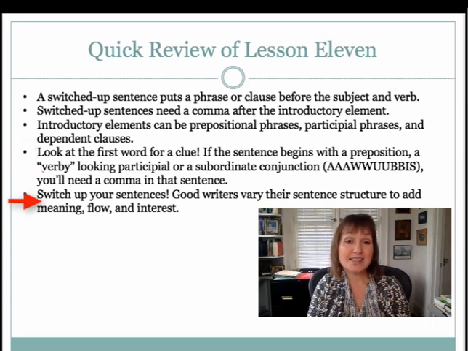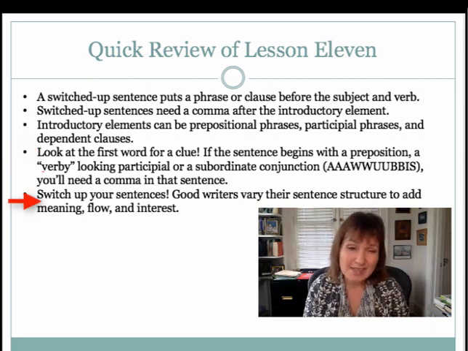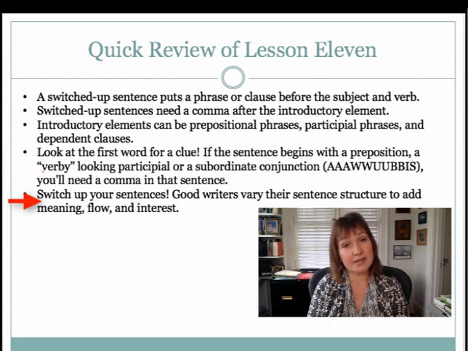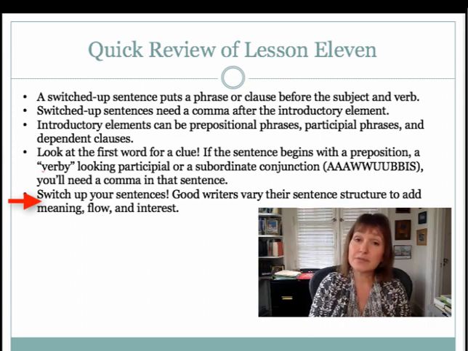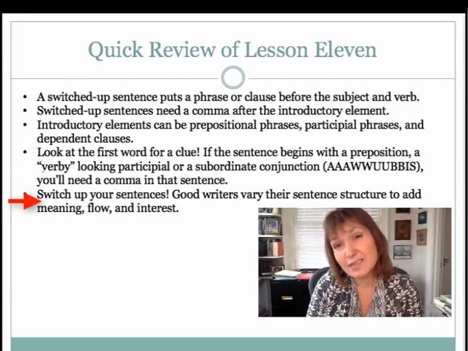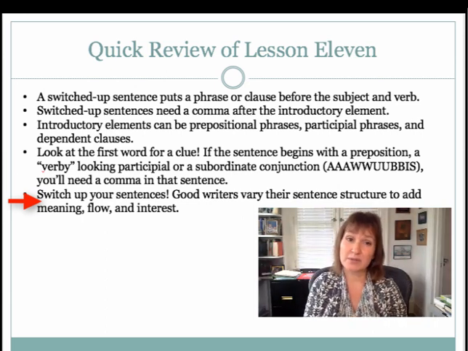And lastly, I just like to say, switch up your sentences. Good writers vary their sentence structure to add meaning and flow and interest to your sentences. You don't want every single sentence to begin with a subject and then move on to a verb. Switched up sentences make our writing more interesting for the reader. And dare I say it, it makes it a little bit more interesting when you're writing also.